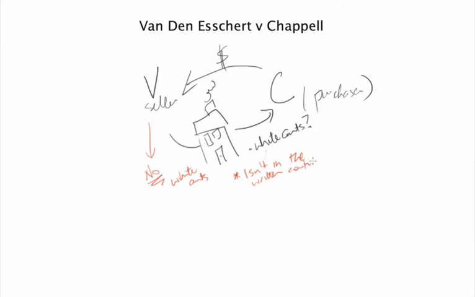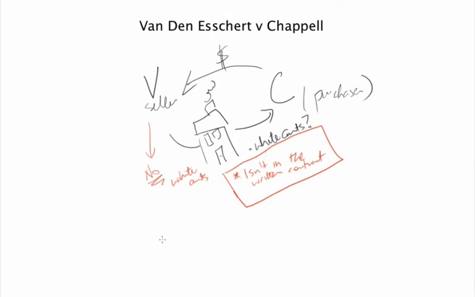So you can see the problem now. When we reduce the sale of the house to a written contract, and this assurance of no white ants isn't in the contract, then the parole evidence rule would say, you know what, that assurance of no white ants isn't actually part of the contract, so it's not a term. Of course, the house turns out to be infested with white ants. And so Chappell ends up suing Van den Eschert for breach of contract.